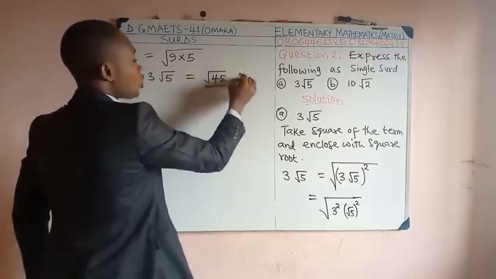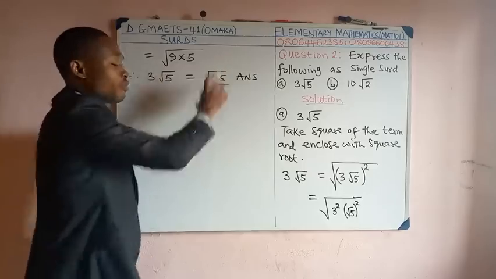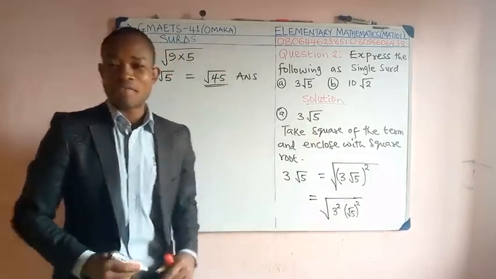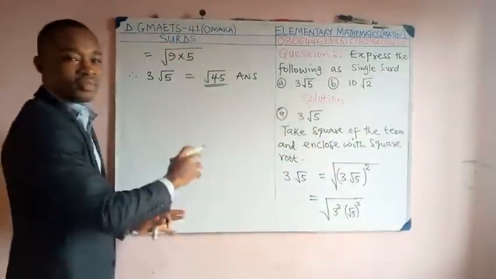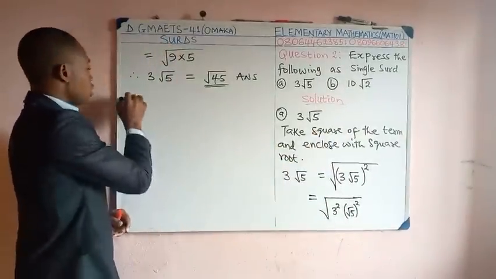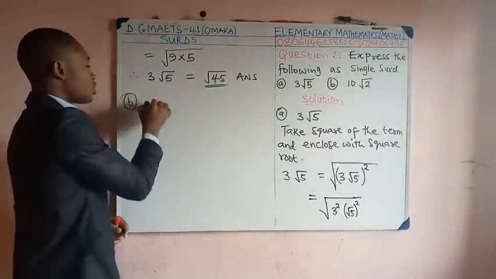Now, if you take your mind back to question number 1, you notice that it was root 45 that we solved to get 3 root 5. So this is just a procedure. It's a simple one. Take the square of the term and enclose it with a square root. So let us quickly apply that principle to the second question.